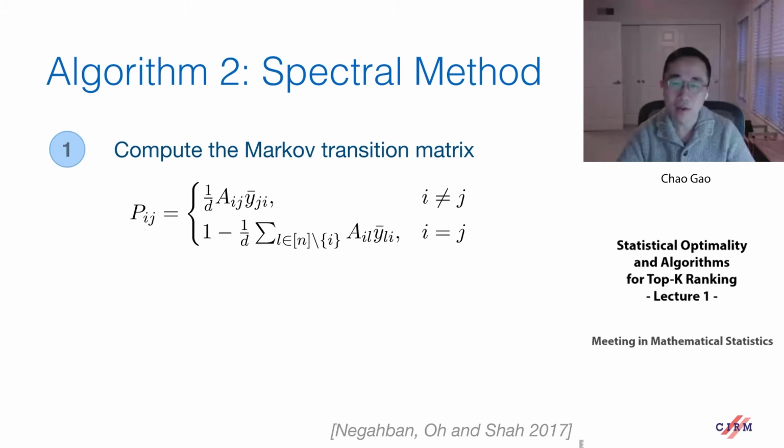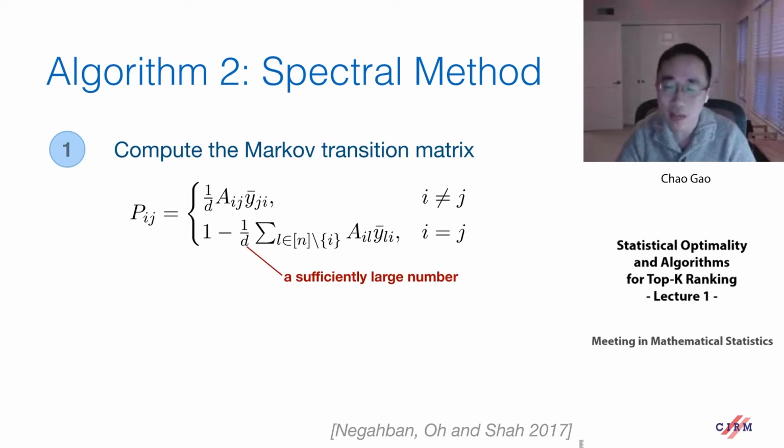In the first step of the algorithm, we compute a matrix P. The matrix P is defined as follows. For the off-diagonal entry, it is the product of A_ij and Y_ji bar divided by some number d. I will tell you what d is later. For the diagonal entries, it is just whatever makes sure each column of the matrix P sums up to 1. And you choose this number d to make sure each entry P_ij ranges between 0 and 1, so it can be interpreted as a probability. Therefore, by definition, this matrix is a Markov transition matrix.